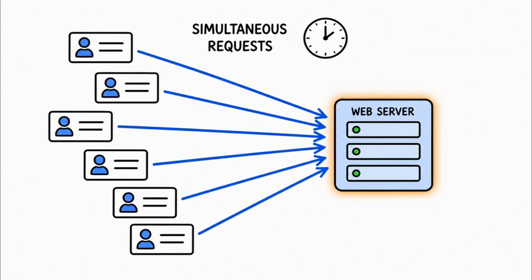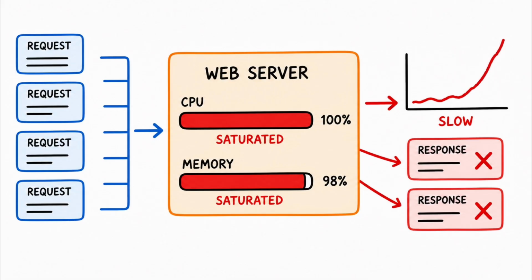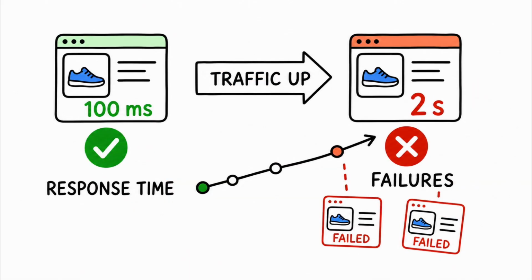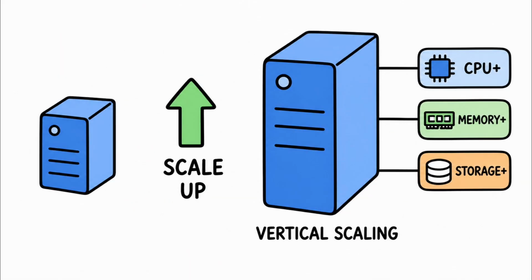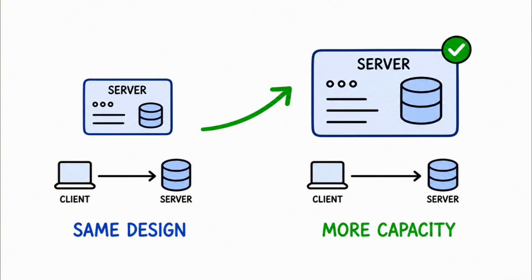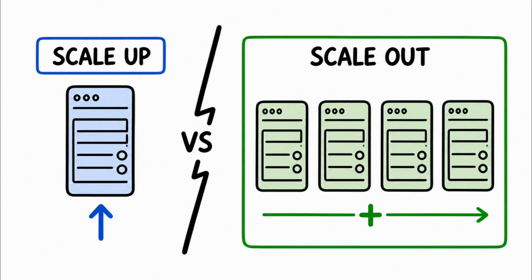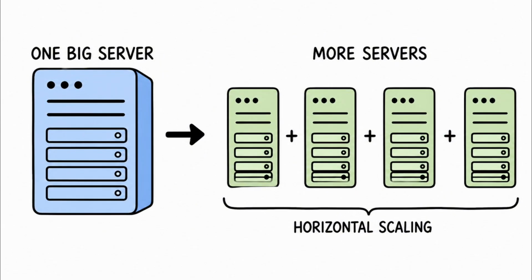As more users send requests at the same time, the web server must process more application logic and maintain more network connections. Eventually, its processor or memory becomes saturated, response times increase, and requests begin to fail. The simplest response is vertical scaling, also called scaling up. We add more processor capacity, memory, or storage to one machine. Vertical scaling is convenient because the architecture barely changes, but one machine has a physical limit and remains one failure point. Horizontal scaling takes the opposite approach. Instead of building one enormous server, we add more servers.